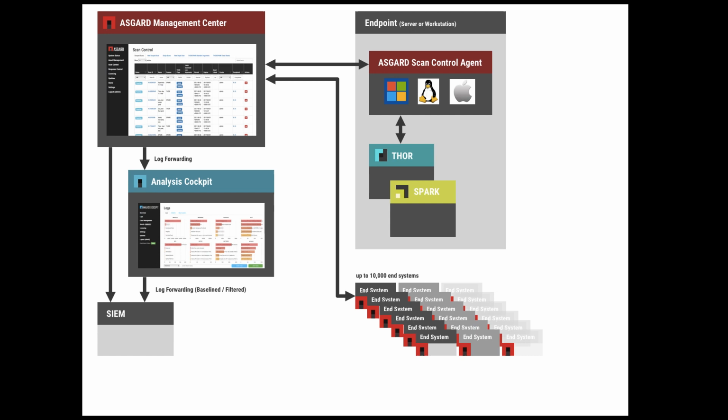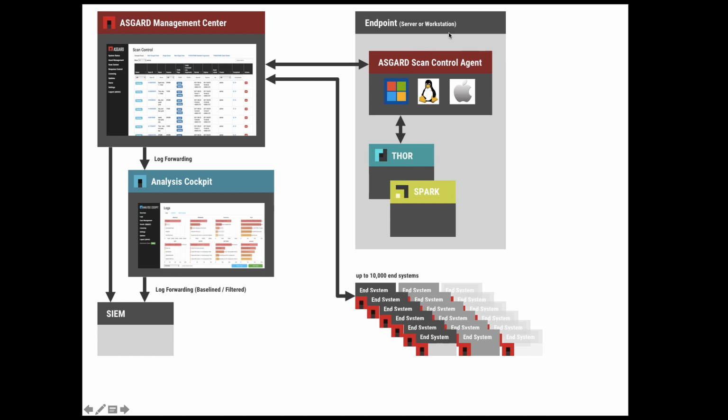Let's take a look at our lab setup. We have an ASGARD Management Center. This appliance is able to connect to up to 10,000 endpoints. In our lab, we only have 3,500 endpoints. We will be using our ASGARD Management Center to scan the endpoints for indicators of compromise. In order to do this, each endpoint requires an ASGARD scan control agent. We can use the agents to execute a Thor or Spark scan depending on what we want to do.